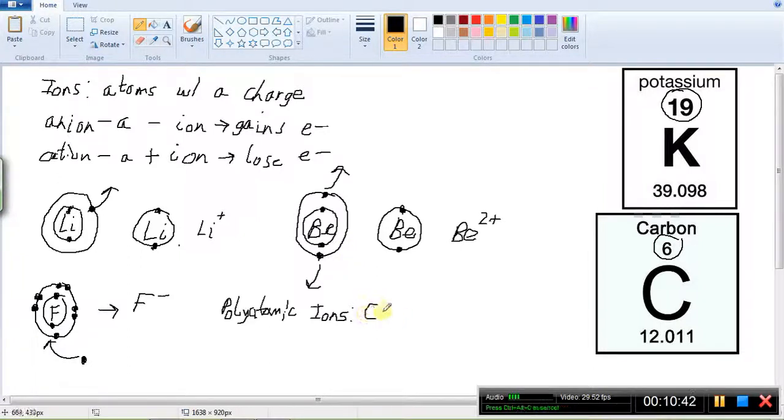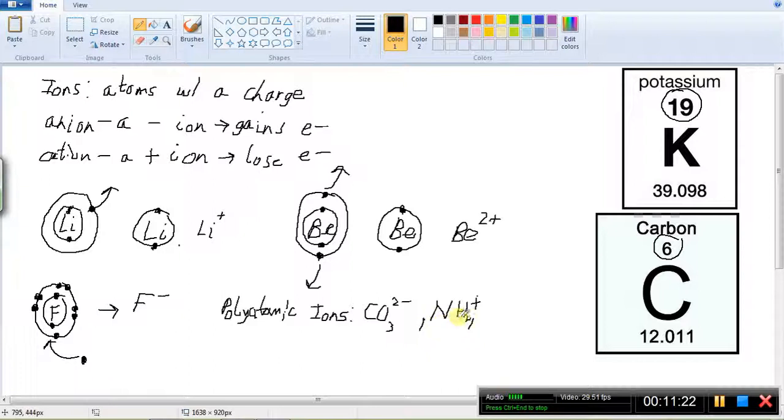So examples, we have CO3 2 minus, or we could have like NH4 plus. Right, so this CO3, that's actually 1, 2, 3, 4. That's 4 atoms. This is a molecule. It's 4 atoms bonded together. But overall, it has a -2 charge. So this molecule acts overall as a -2 charge.